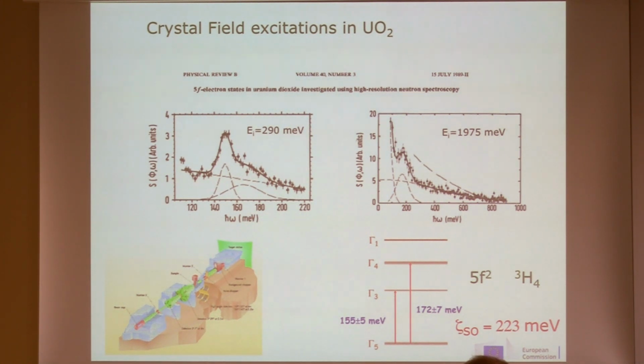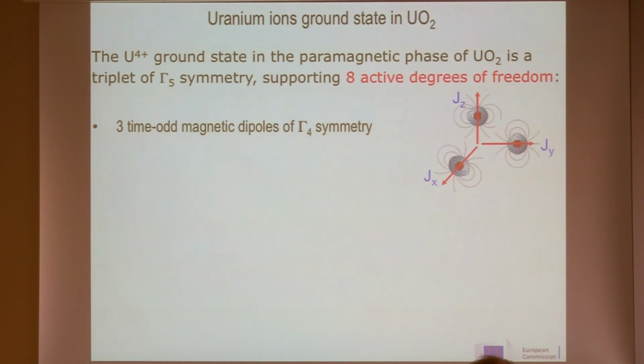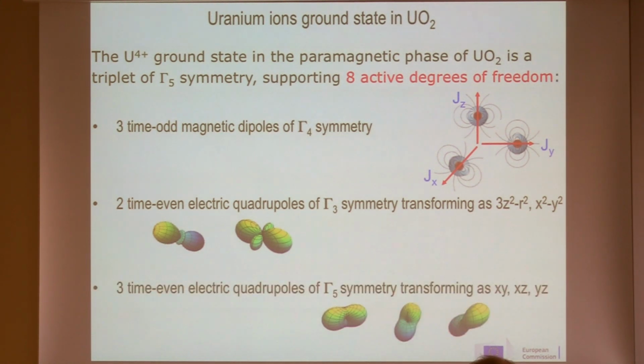non-resonant inelastic X-ray scattering on the O edges, so 5D, 5F transitions on single crystals, and studying the directional dependence of these systems, you can determine the parameters, and you can verify that this value is okay. So gamma-5 triplet ground state. This means that you have 8 degrees of freedom in the ground state. So you have 3 dipole, 2 electric quadrupoles of gamma-3 symmetry, and 3 electric quadrupoles of gamma-5 symmetries.